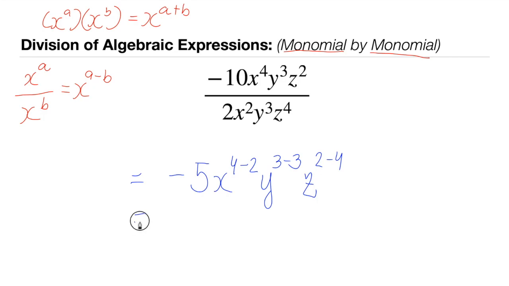Next line, we need to copy the minus 5 because we cannot do anything with it. So we have x raised to 4 minus 2. 4 minus 2 is 2, so x squared. y raised to 3 minus 3, y would be raised to 0. And then z will be 2 minus 4. Big number minus small number, that's going to become 2, and we copy the sign of the big number, so it's going to become minus 2.